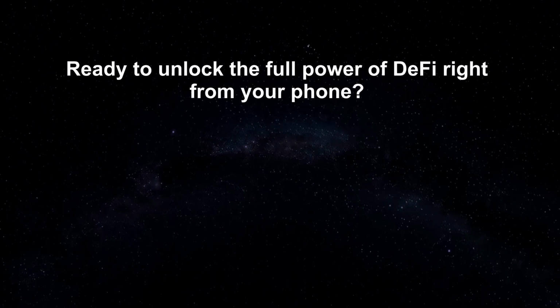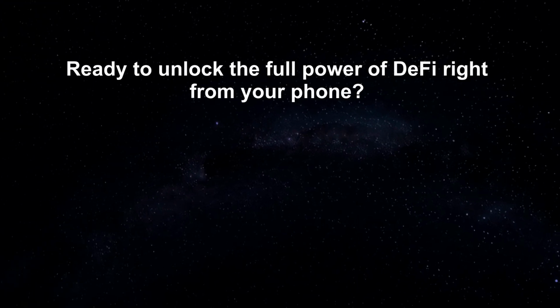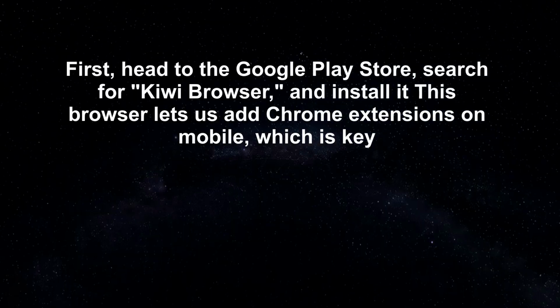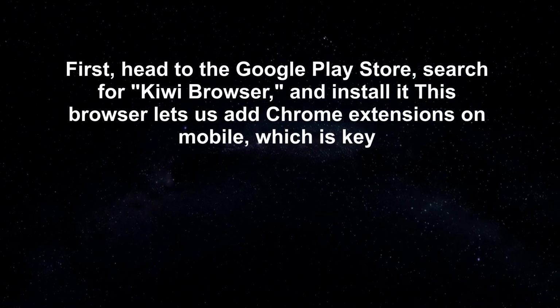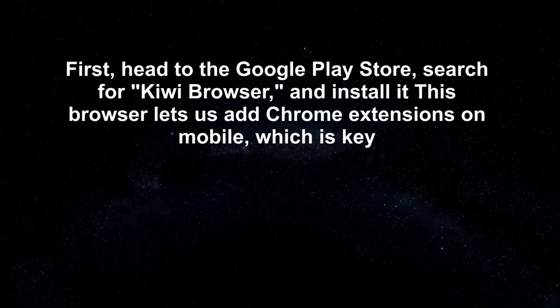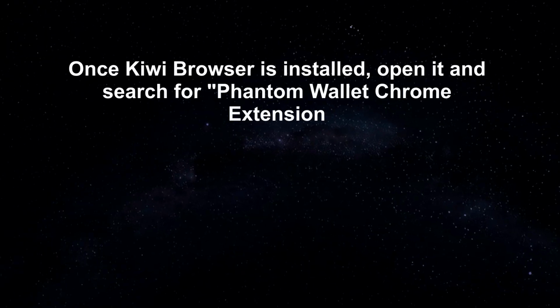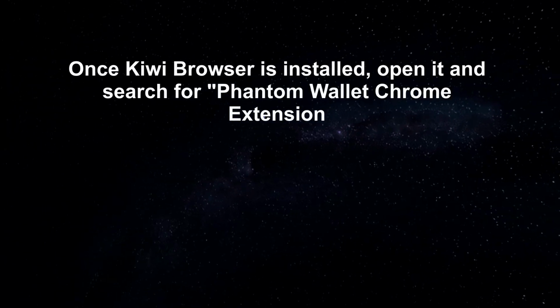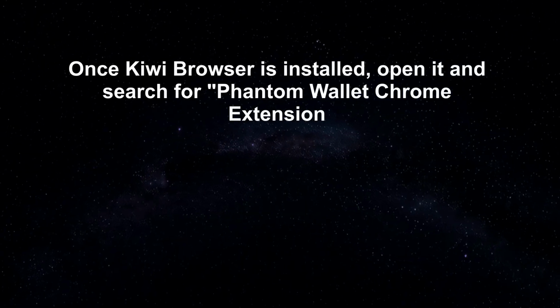Ready to unlock the full power of DeFi right from your phone? First, head to the Google Play Store, search for Kiwi Browser, and install it. This browser lets us add Chrome extensions on mobile, which is key. Once Kiwi Browser is installed, open it and search for Phantom Wallet Chrome extension.